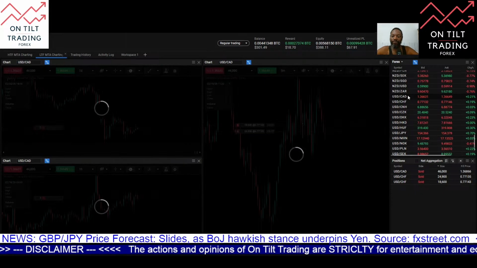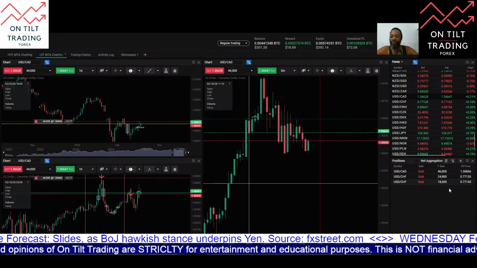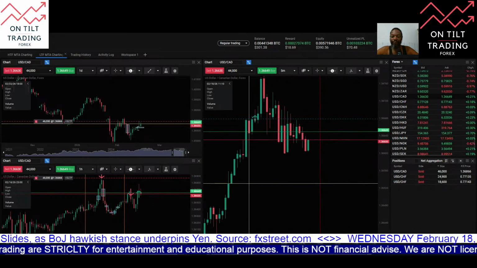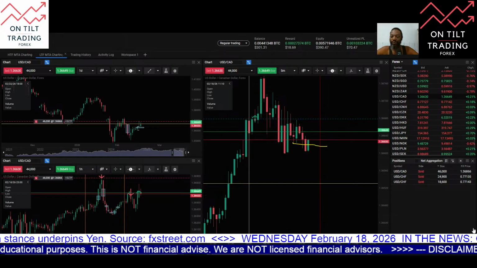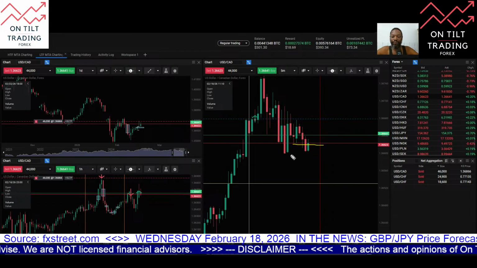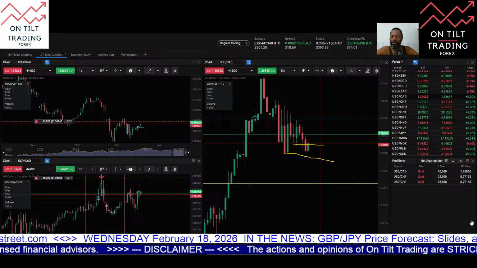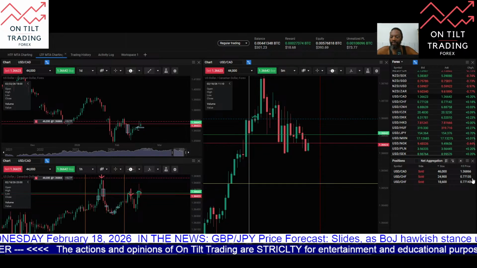Now back over to dollar CAD. Dollar CAD here pulling back, but has put in a market structure shift right here at this level. Now we'll see if price wants to continue and potentially put in a market structure shift down here at this lower level.